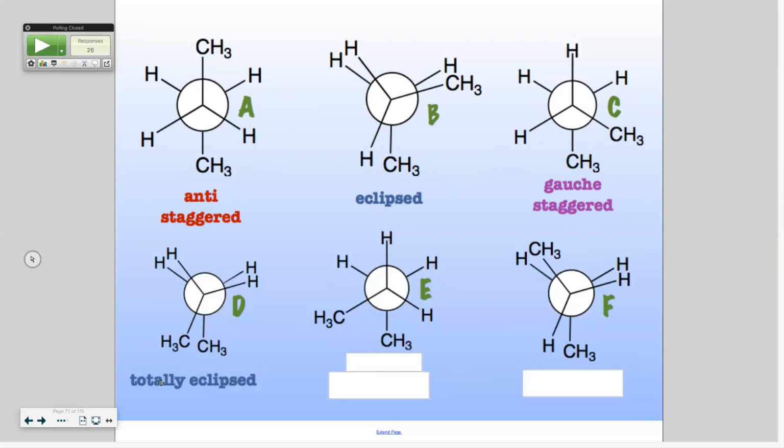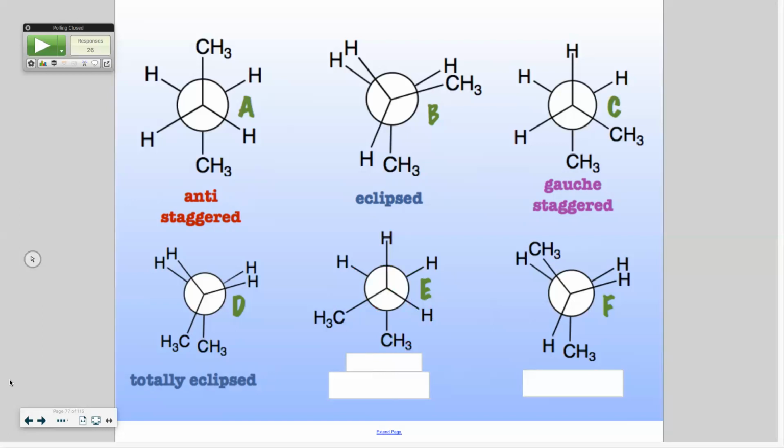Because what's in front of what here? Down on the bottom, a methyl's in front of a methyl. Up here, the methyl is in front of a hydrogen, and this one is behind a hydrogen. So that's why we call this totally eclipsed.